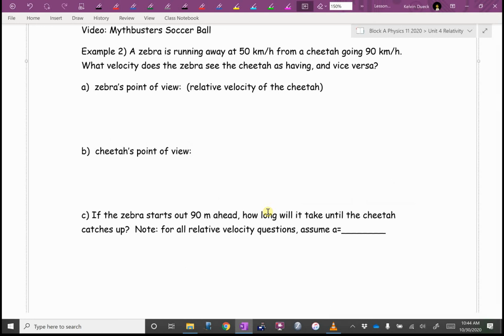Yeah. A zebra is running away at 50 kilometers per hour from a cheetah going at 90 kilometers per hour. What velocity does the zebra see the cheetah as having, and vice versa? Z for zebra, C for cheetah. So what does the zebra see? First of all, what's the relative speed between these two? Not velocity. I don't care about negatives or positives. You can imagine that one of these is at rest and the other one is traveling at 40. The zebra, if he was wearing a rear view mirror, would see the front face of the cheetah getting closer and closer. So I'm going to argue that the velocity of the cheetah relative to the zebra is positive 40.